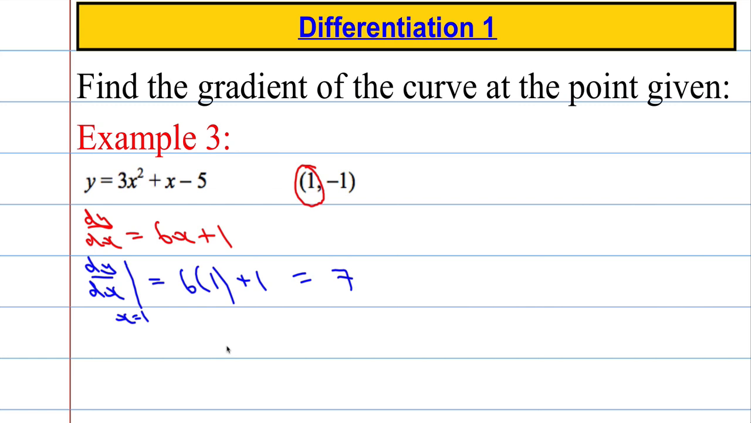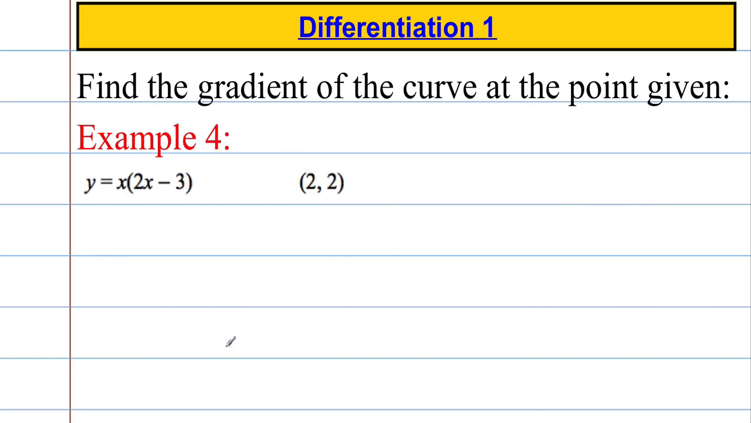let's have a look at another example. I need to find the gradient of the curve at the point given, and I've got y equals x times 2x subtract 3, and the point given is 2, 2. Now this is not particularly friendly. There is another rule which we could use here, but the quickest way to tackle this is to simply expand it out first. So x times 2x is 2x squared, x times negative 3 is negative 3x. So that's y. Find the gradient function, dy by dx.